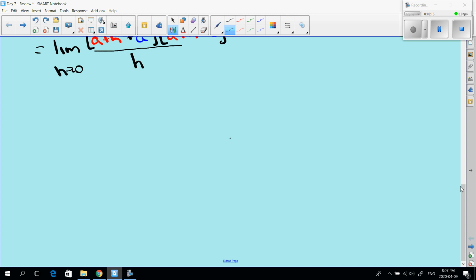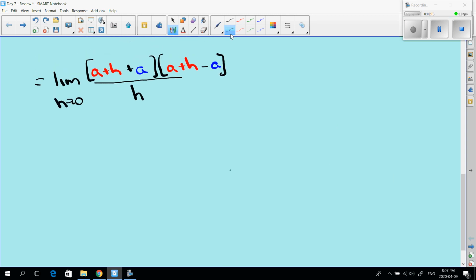Now, when I simplify those brackets, you've got to ask yourself, what's a plus h plus a? Group your like terms. A plus a would give me 2a plus h. In this next bracket, a plus h minus a. Group your like terms again. A minus a, there's 0 a's left. There's only an h there. Now, this says the limit as h approaches 0 of 2a plus h times h divided by h.